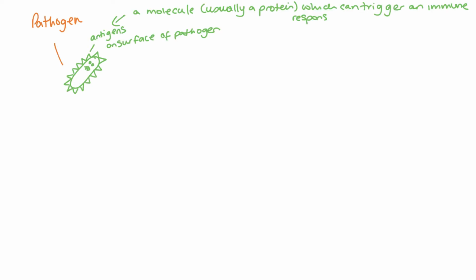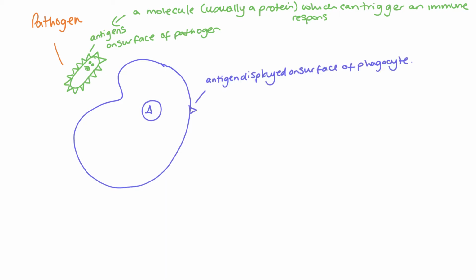So let's imagine that we've got a little pathogen, and that pathogen is picked up, phagocytosed by a phagocyte, and it is processed, and the antigens from the surface of the pathogen get displayed on the surface of the phagocyte. A roaming B cell comes along, and if that B cell happens to have antigens on its surface that are complementary to the shape of the antigens of the pathogen, they will bind.